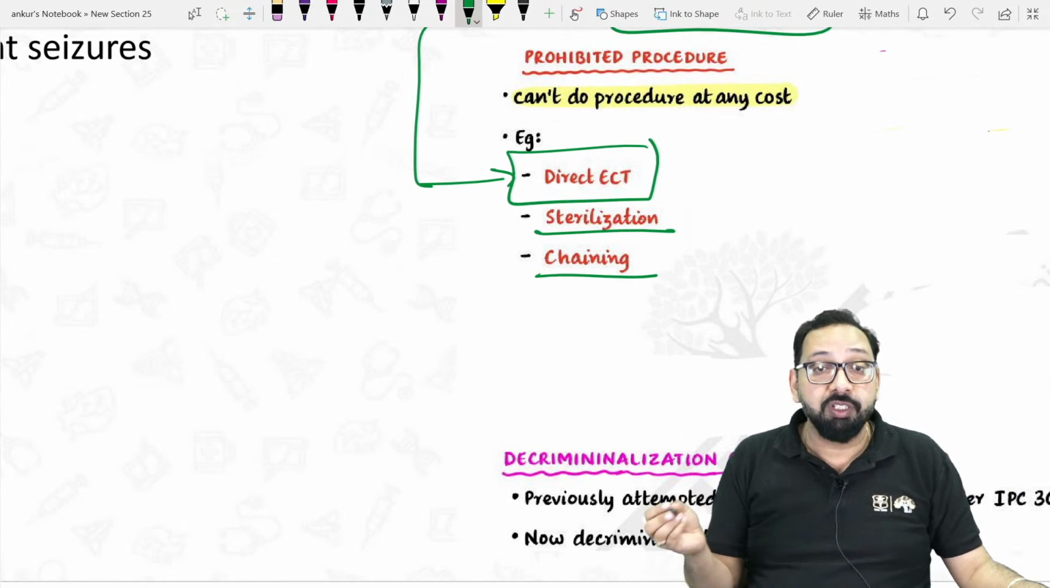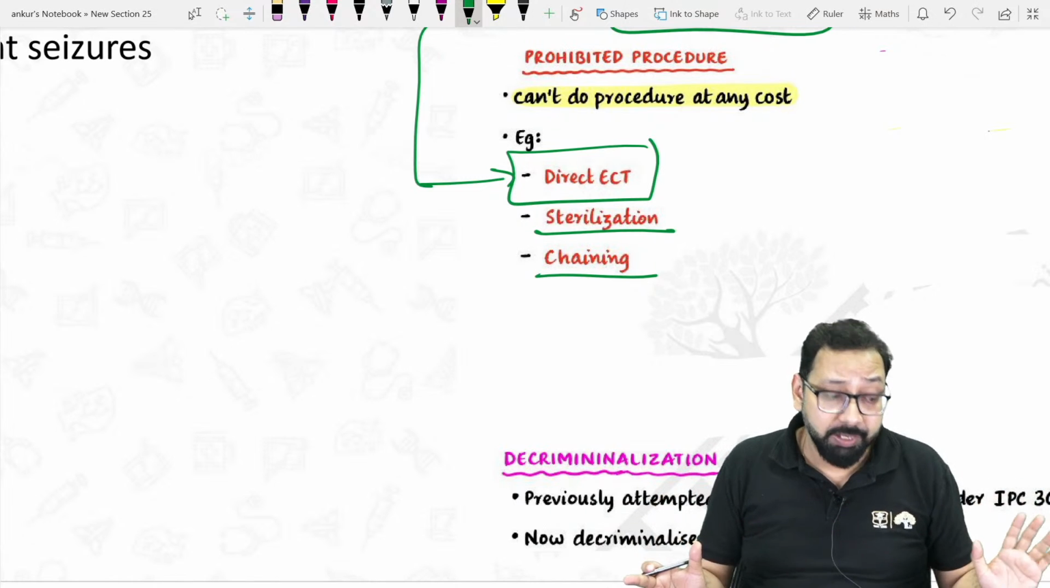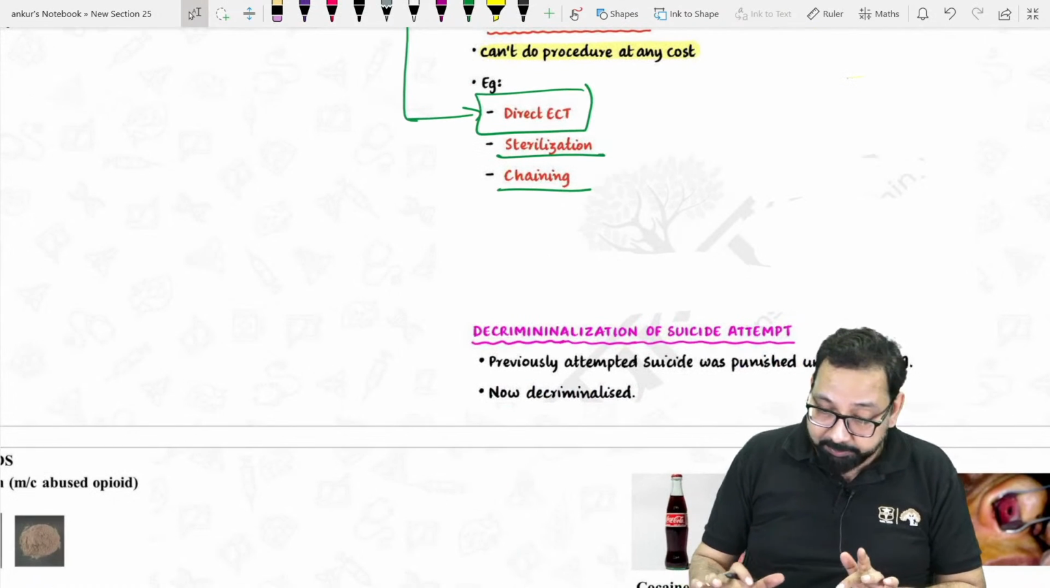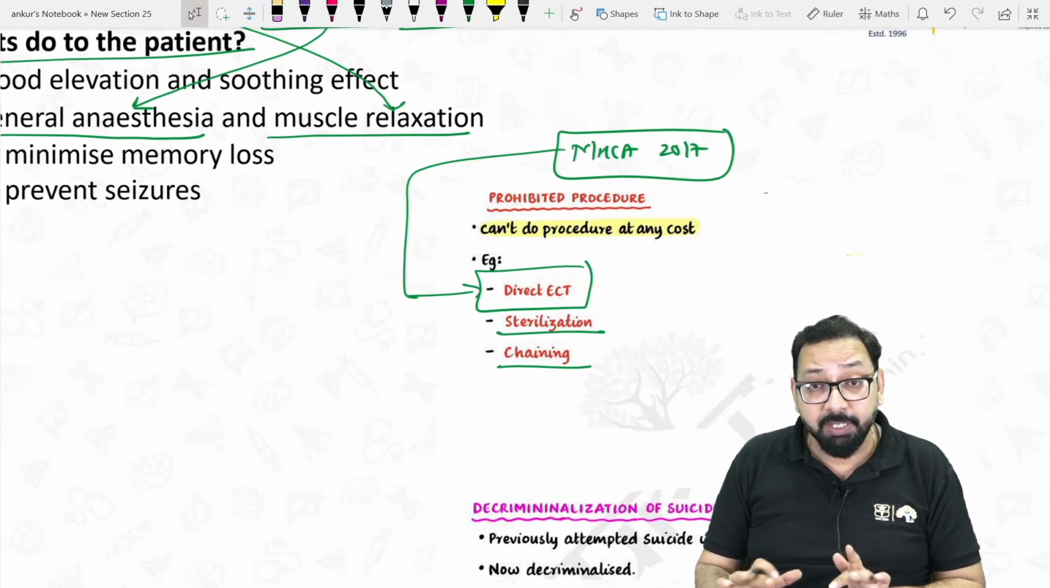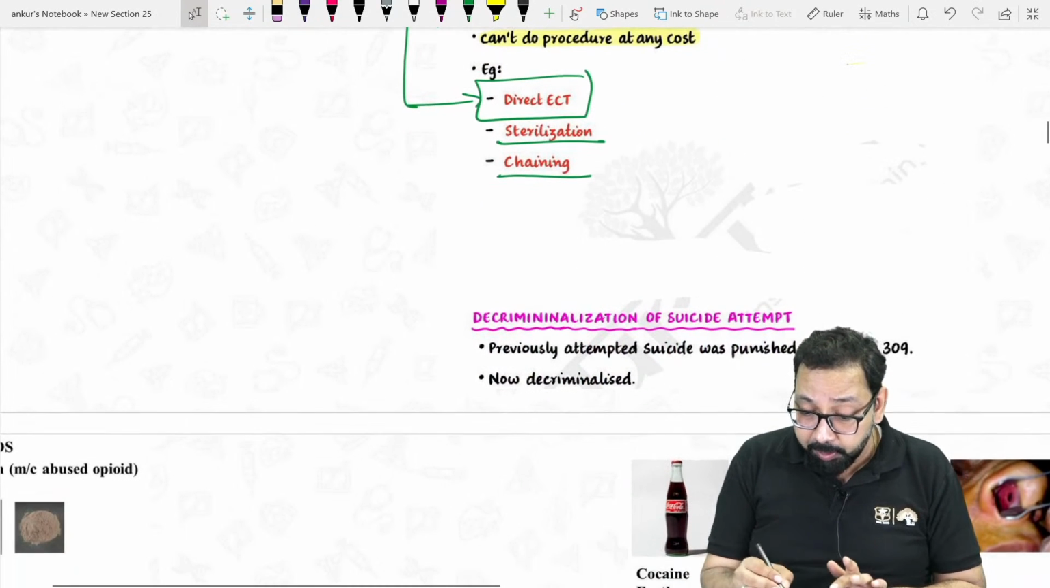You can't do chaining. Tere Naam movie, yes Salman Khan, now you can't make Tere Naam movie now because yes, chaining is prohibited according to the Mental Health Care Act 2017.